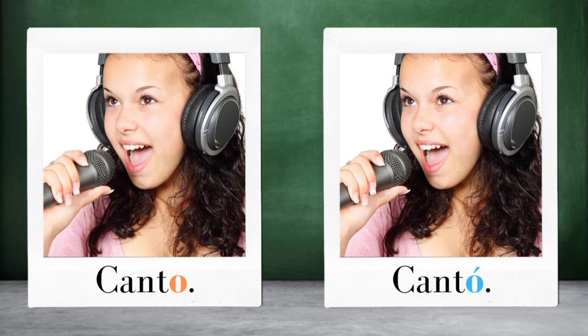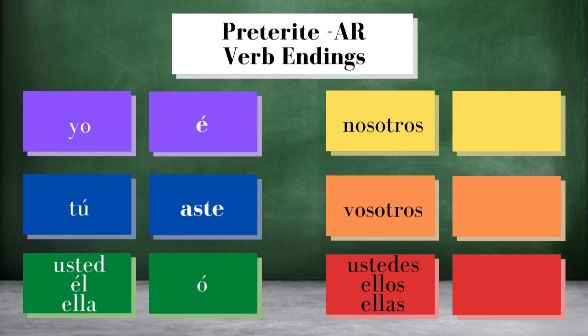Muy bien. Go ahead and add the O with an accent ending to our verb conjugation chart. Okay, so now we have yo ends in e con acento, tú ends in aste, and usted, él, and ella ends in o con acento. The next one is an easy one.